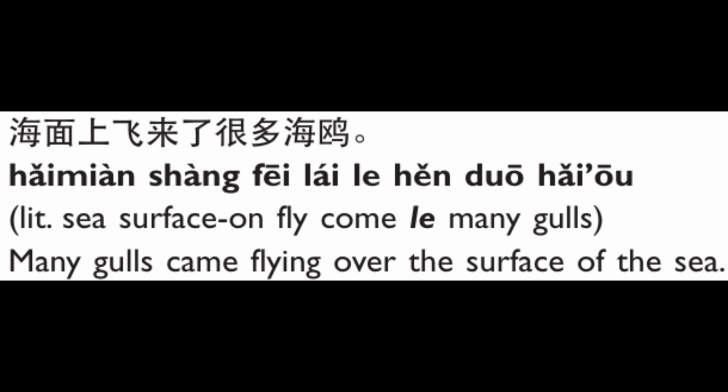So if you're reading a novel, you might see a sentence like this. 海面上飞来了很多海鸥. Many seagulls came flying over the surface of the sea. Here, the le means that this is an action that has taken place in the past. It's common for Chinese narrative structure in things like books.